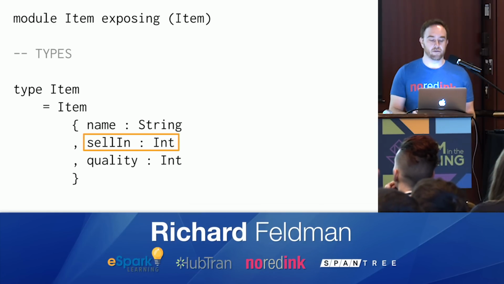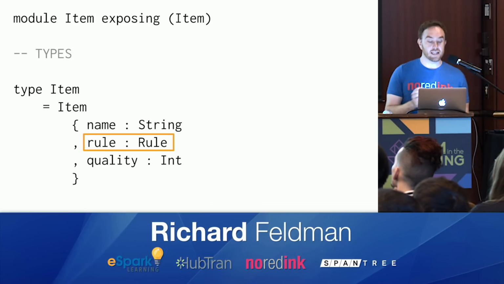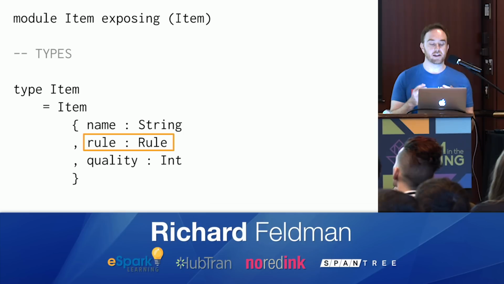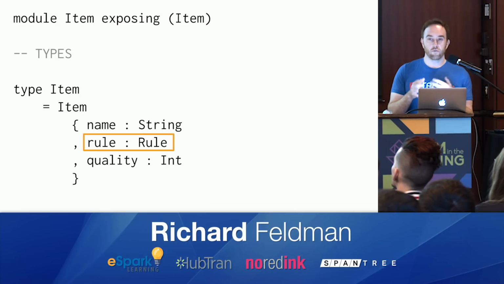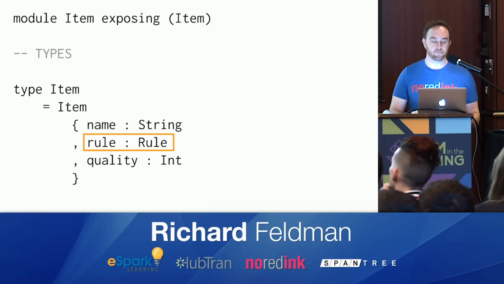So in order to get a benefit from that, I need to basically get rid of sell-in as something that's top level in this record and replace it with this rule. So now sell-in is something that's captured inside the rule, and we have also encoded in the type that it's different for sulfurous versus everybody else.